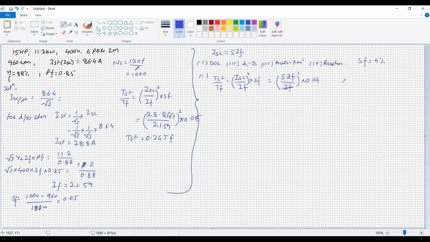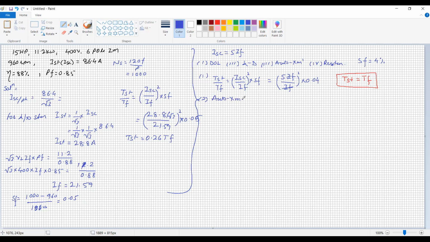So here the starting torque is equal to full load torque. This is one answer, by the direct online starter. Second, by auto transformer.